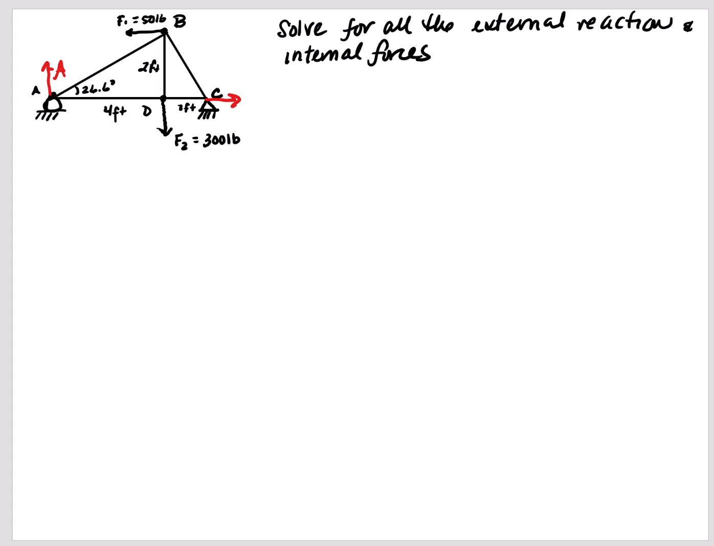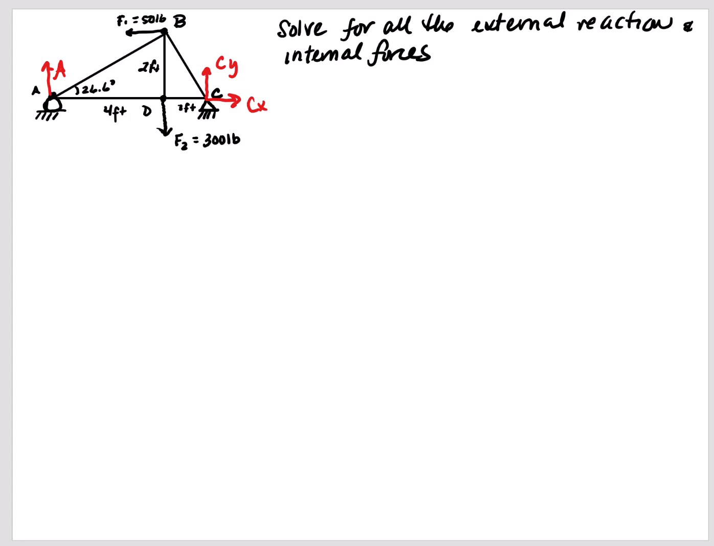Since F2 at joint D has 300 pounds, I'm just going to draw my force in C going in the upward direction. And again, this is arbitrary. If the forces are drawn incorrectly, once you calculate it, the signs will come out in the opposite direction. That means you need to redraw your forces.